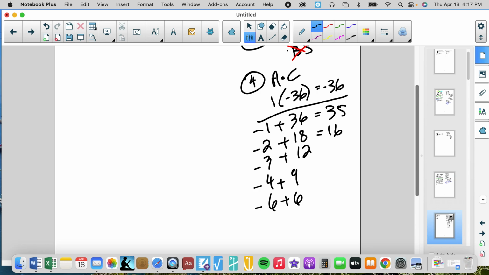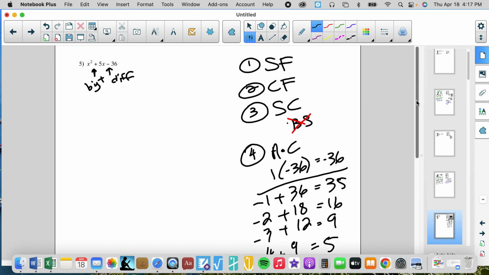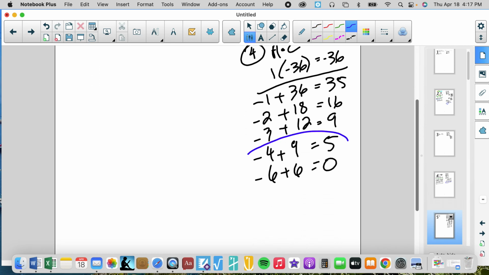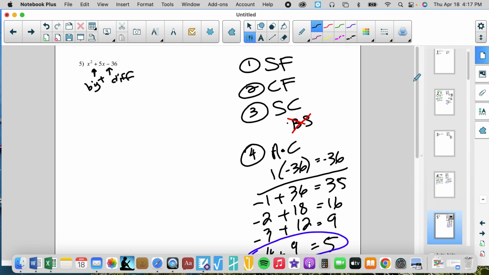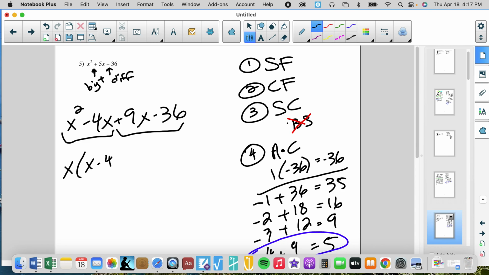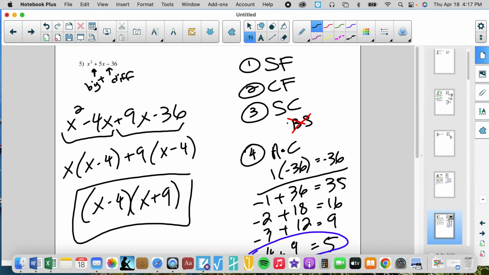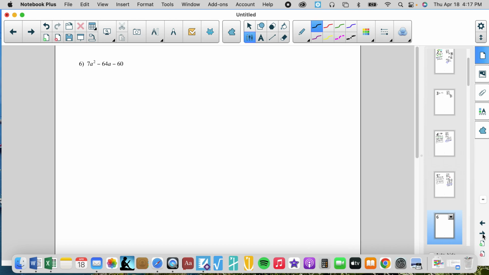35, 16, 9, 5, 0. Which one equals my middle? 5. So that's these two. So I'm going to rewrite it. Negative 4x plus 9x minus 36. I'm going to group, factor out an x, that leaves me with x minus 4. Factor out a 9, that leaves me with x minus 4. Let's pull out that x minus 4, and you get x plus 9. If you can do it that fast, you're going to do well this weekend.